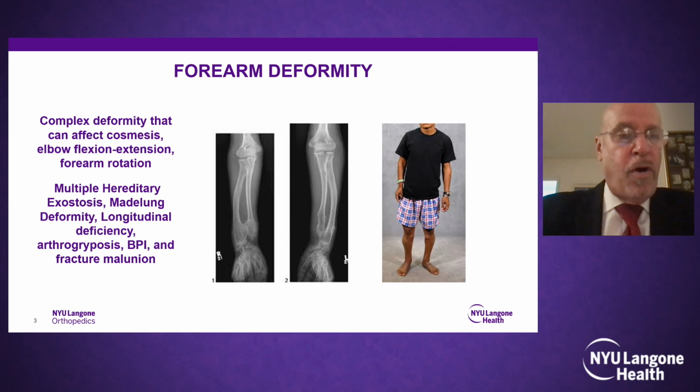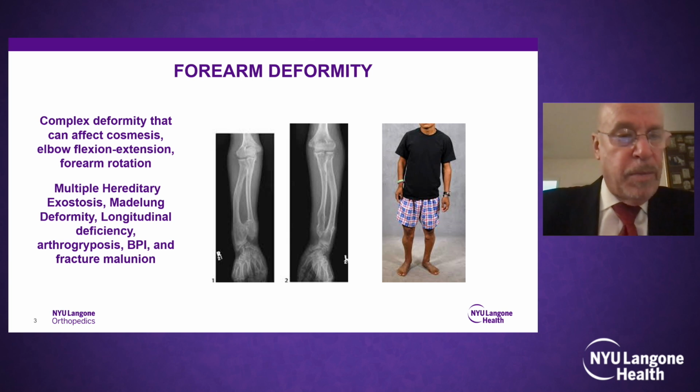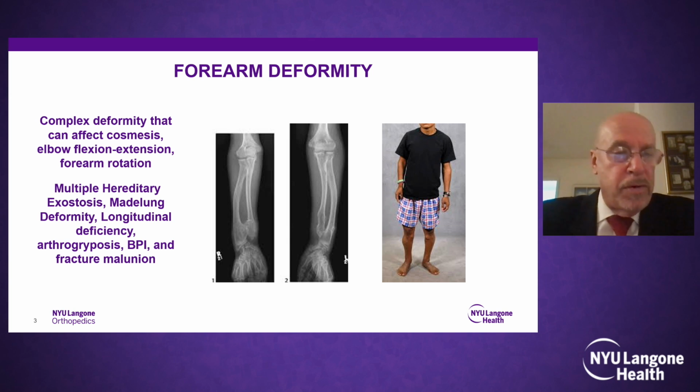So, for example, forearm deformity is a very complex deformity that can affect not only cosmesis, but elbow flexion extension and forearm rotation. There are a host of conditions that will lead to forearm deformity, primarily multiple hereditary exostosis that Dr. Castañeda talked about, Madelung's deformity. It can be longitudinal deficiencies. Arthrogryposis can cause deformity. Brachial plexus birth injuries also can have a deformity of the forearms, as well as any fracture malunion. And here is a case of Madelung's deformity.